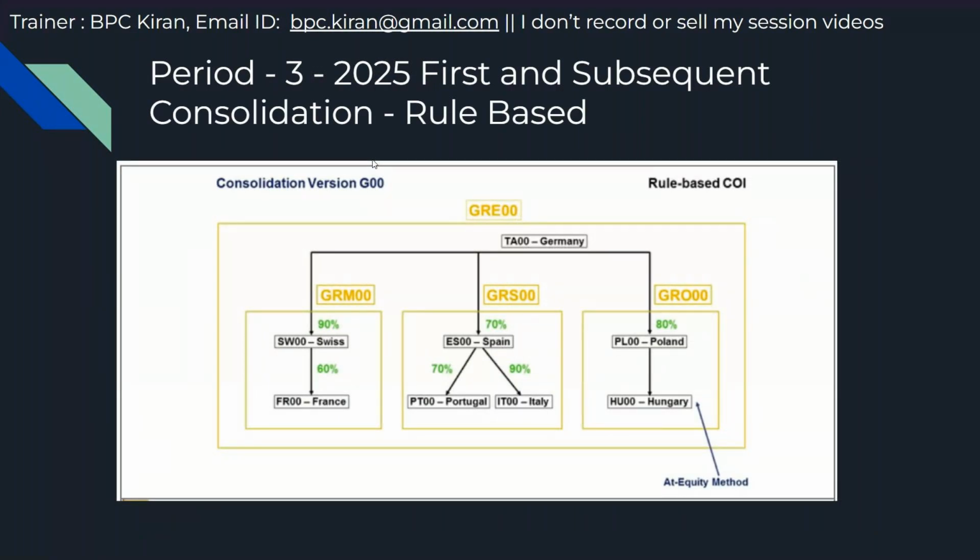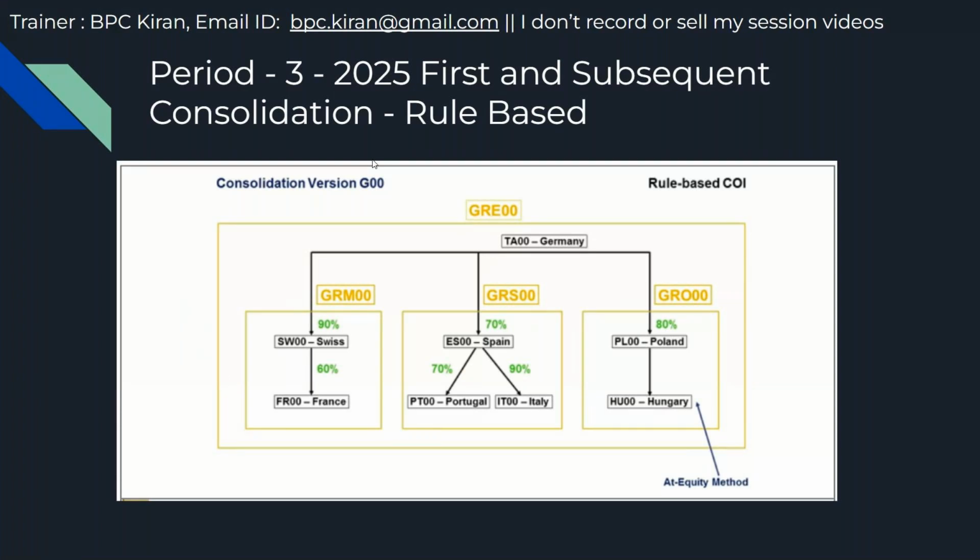If you are using rule based, and someone has already implemented it, that is sufficient for your customer. In the rule based, they already performed first consolidation and subsequent consolidation. If they want to perform advanced rule based activities, advanced in the sense of step acquisition, capital increase, and total divestitures, how to perform them using rule based, we are going to understand here. We create consolidation version G00, a separate version.